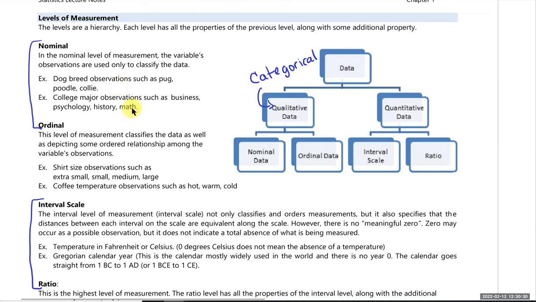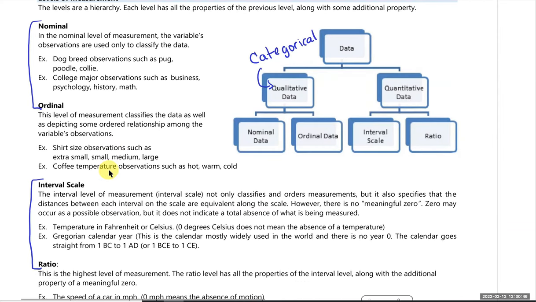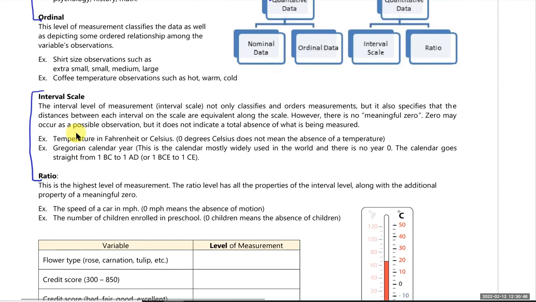College majors, right? A business major is no better than a psychology major. They're just names of majors. I think you'll find those pretty simple. Now, ordinal means that there's an ordering. So both of the next two, there's an ordering. So that's what I mean about passing on traits from the previous.